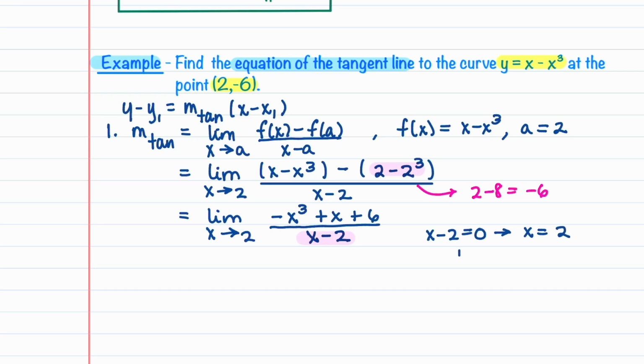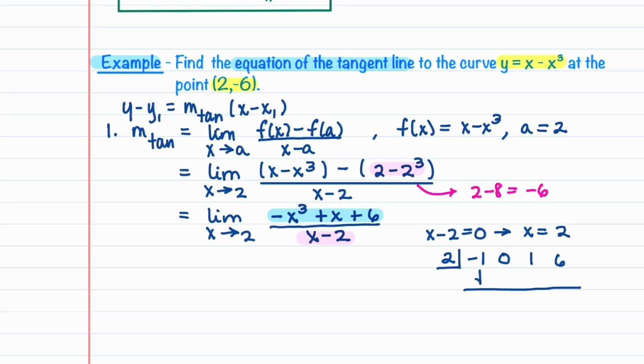Now we're going to take a little box like this and put the 2 up here. Now we have to put the coefficients of the polynomial right here. So our first coefficient is minus 1, and then we don't have an x squared, so we have a 0 in front of the x squared, and then we have a 1 in front of our x, and then we have a 6. Then you draw a line, you put a little arrow here because we're going to pull that number down. Now we multiply this number times this number, which is going to be minus 2, and we put it here.